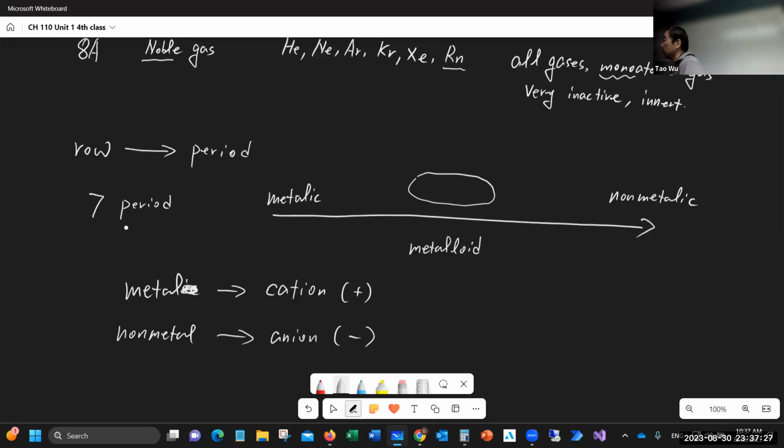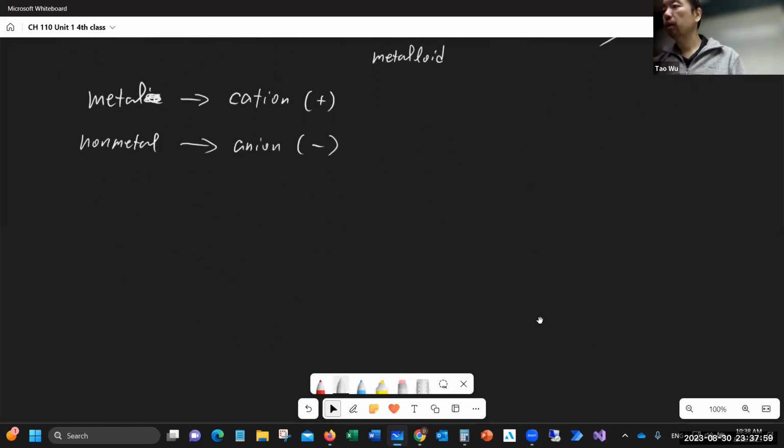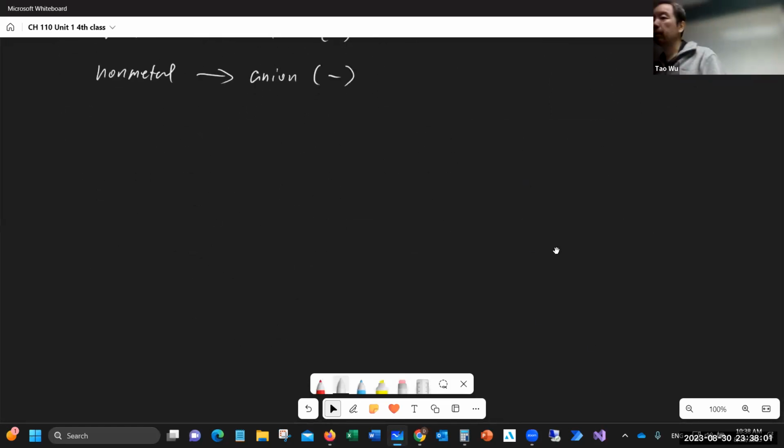Are you clear? If you're looking at the trends, the closer the elements are to the left side, the more they are like metals. The closer to the right side, the more they are like non-metals. This is also the trend across the periods in the periodic table. This gives you a rough idea about the periodic table. We will talk about it later, but here is just to give you some ideas.